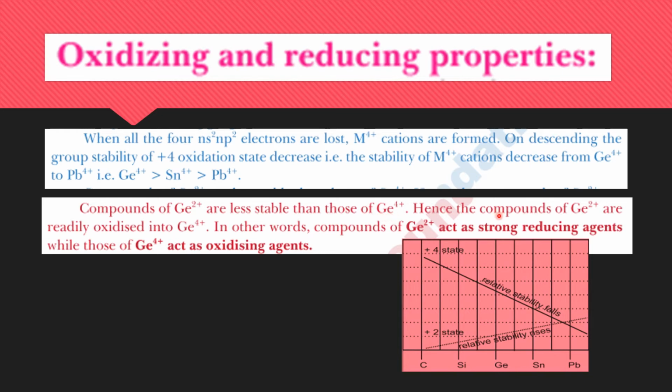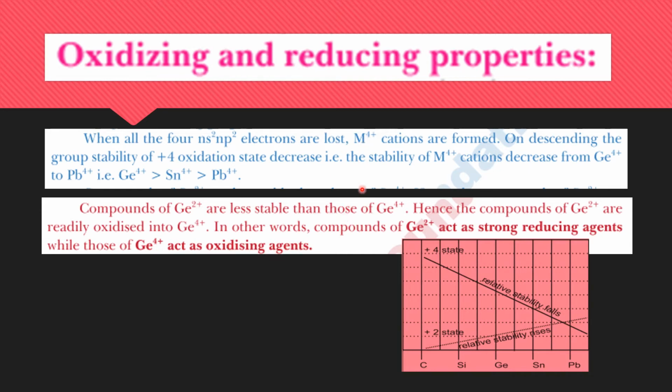So we can say that the compounds of germanium in the +2 oxidation state are readily oxidized to the germanium +4 oxidation state. And as they readily oxidize from +2 to +4, we can say that these germanium +2 compounds act as strong reducing agents. Plus 2 oxidation state compounds act as strong reducing agents. So germanium +4 oxidation state compounds will act as oxidizing agents.